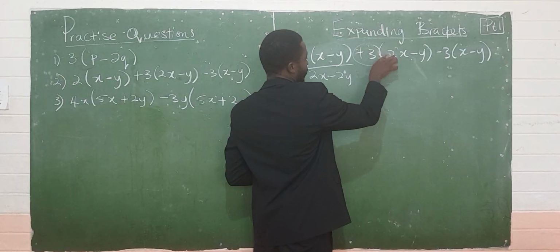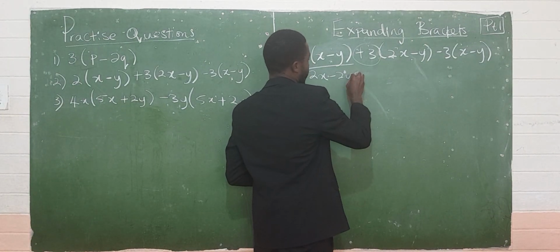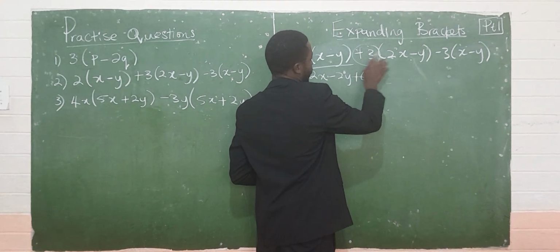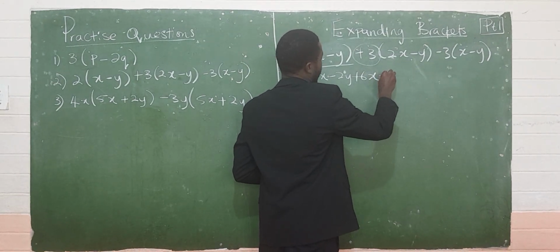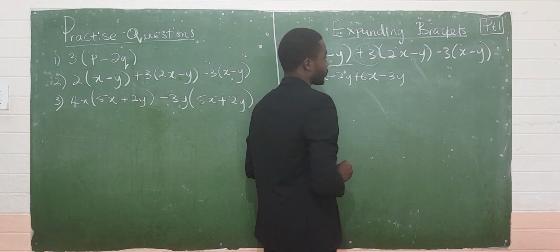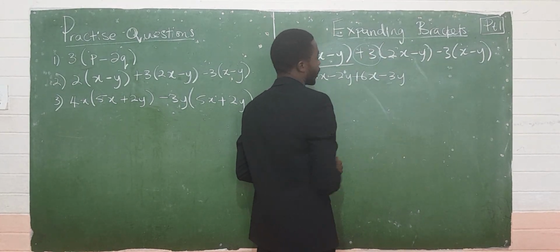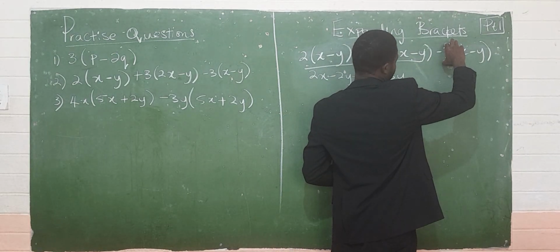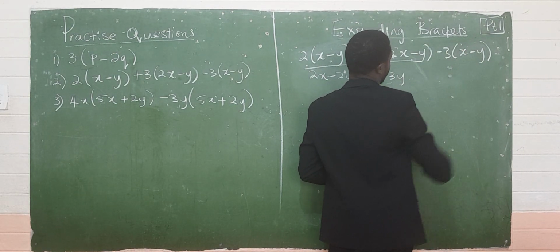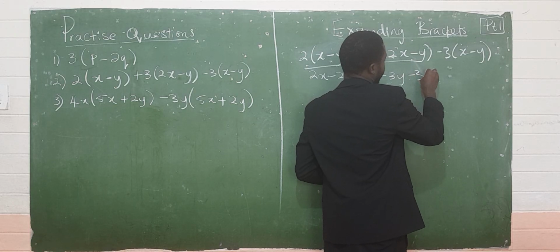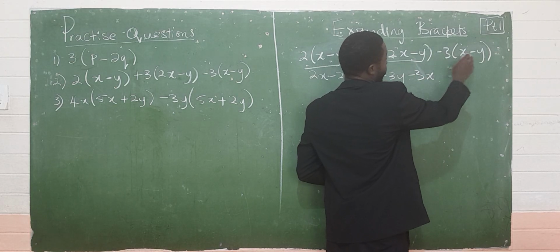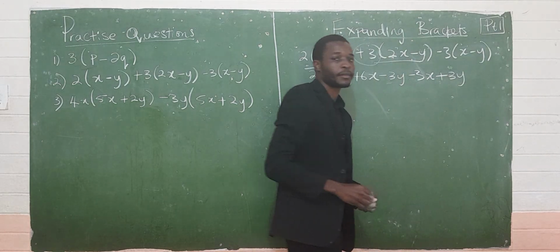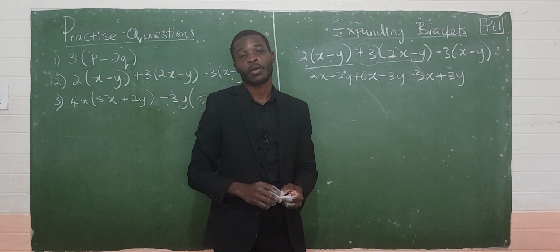That will be positive 3 multiplied by 2x. This gives us positive 6x. And this positive 3 times negative y gives us negative 3y. We're done with this bracket. We move on to the next bracket. Negative 3 multiplied by x gives us negative 3x. And negative 3 multiplied by negative y gives us positive 3y. Let me just repeat this part one more time.